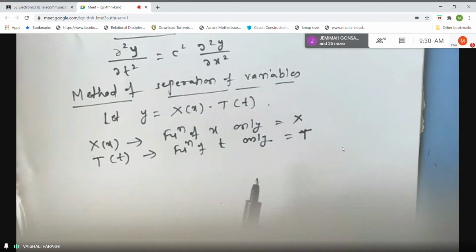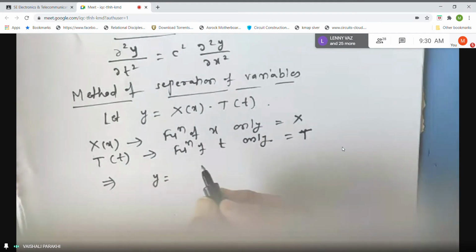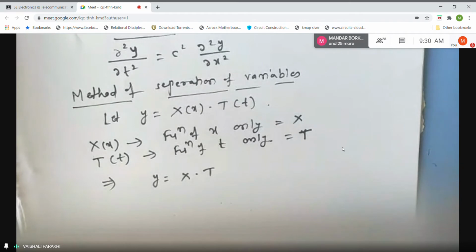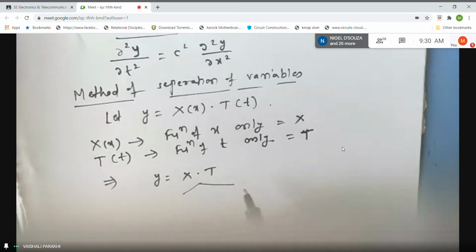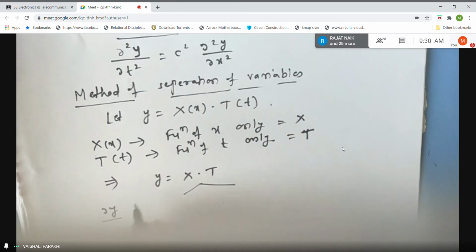Okay. Now what I want to do is, I will write y is equal to X into T, because as I said, we are taking x of small x as capital X and t of small t as capital T. Now I want to differentiate this, students. First of all, I will differentiate this with respect to x, for example.